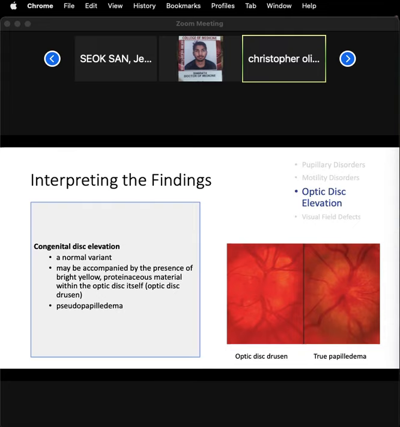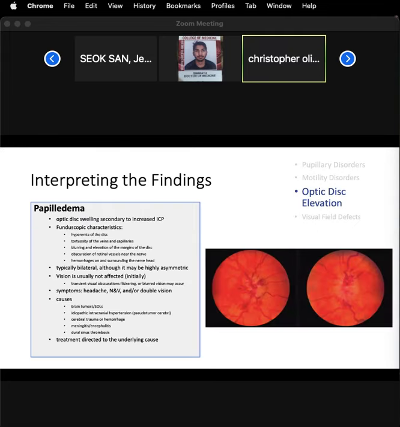Swelling of the disc. Okay. So papilledema, this is a swelling of the optic disc secondary to increased intracranial pressure. Endoscopic characteristics are hyperemia of the disc, tortuosity of the veins and capillaries, blurring and elevation of the margins of the disc. So, usually wala ka nang margins dyan, obscured. And even the retinal vessels near the disc seem obscured. There are hemorrhages surrounding that.